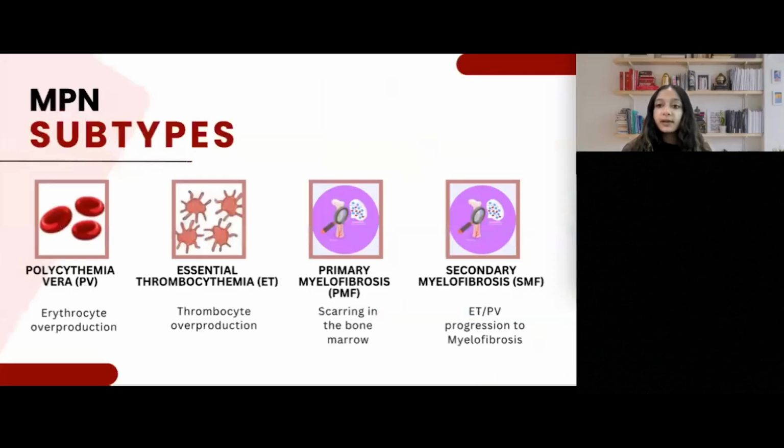There are four main subtypes of MPNs I focused on in this study. Polycythemia vera, abbreviated as PV, causes an overproduction of erythrocytes or red blood cells. Essential thrombocythemia, or ET, is the overproduction of thrombocytes, which are platelets. Primary myelofibrosis, or PMF, involves scarring in the bone marrow itself, resulting in too few blood cells being produced. PMF occurs without pre-existing early-stage MPNs, so it develops independently. On the other hand, secondary myelofibrosis, or SMF, happens when an early-stage MPN like PV or ET transitions into myelofibrosis.